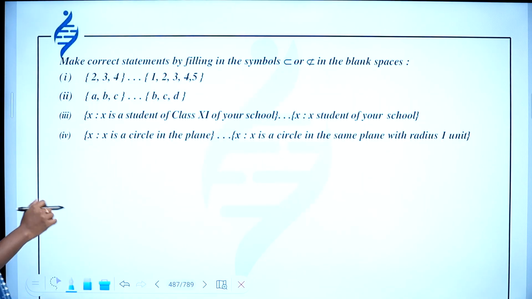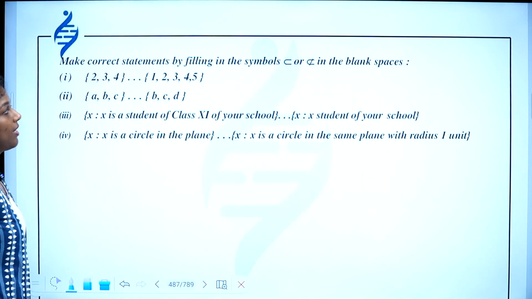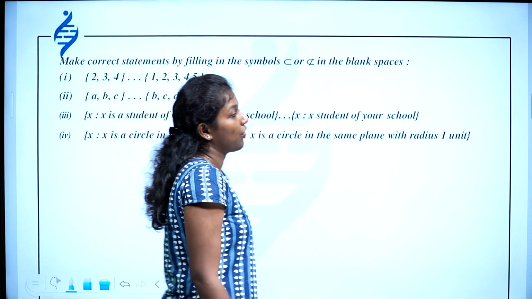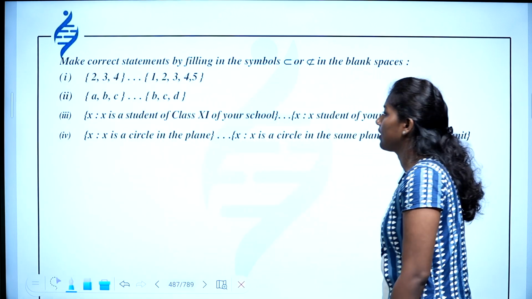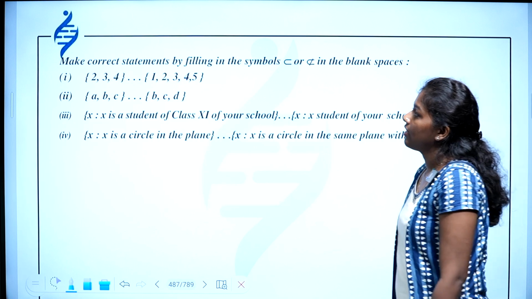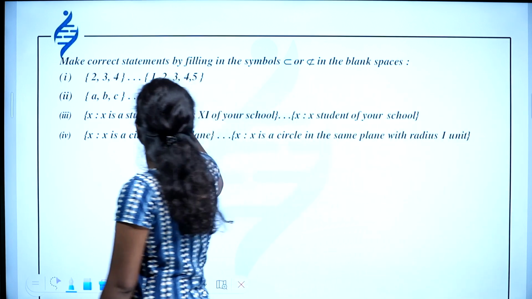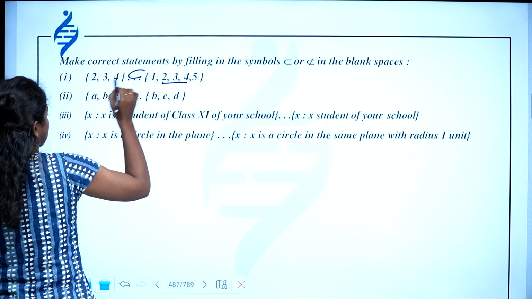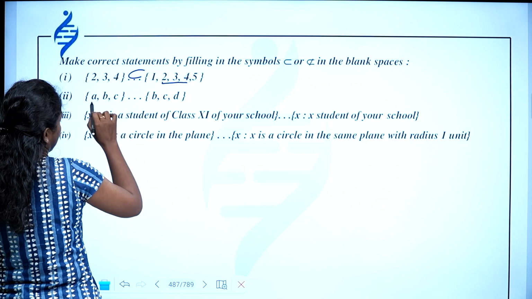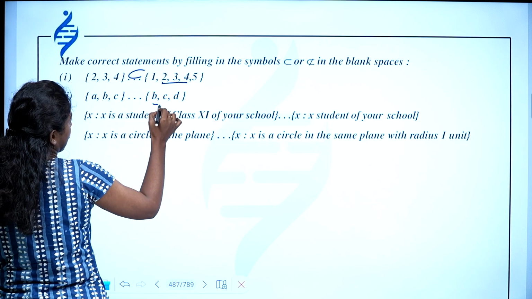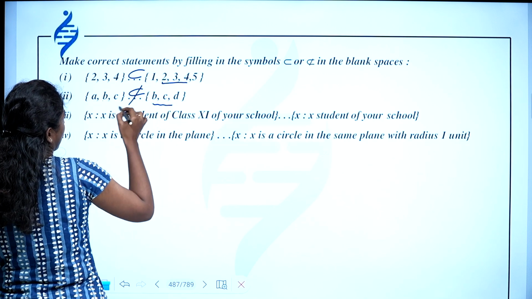Then, make correct statements by filling in the symbols, subset of or not subset of. Here, 2, 3, 4 is included here. 2, 3, 4 is here, so you can write subset of A, B, C. A, B, C: A is not here, right? A is not here. So this is not a subset.